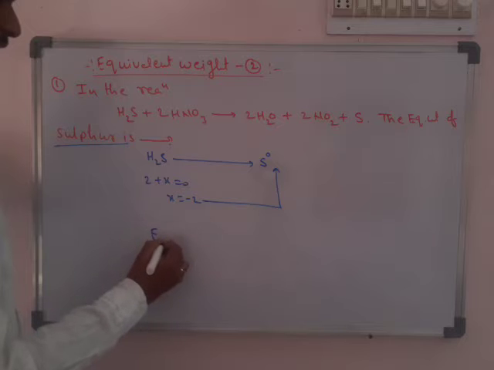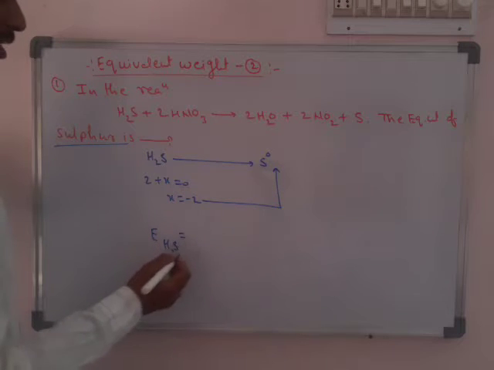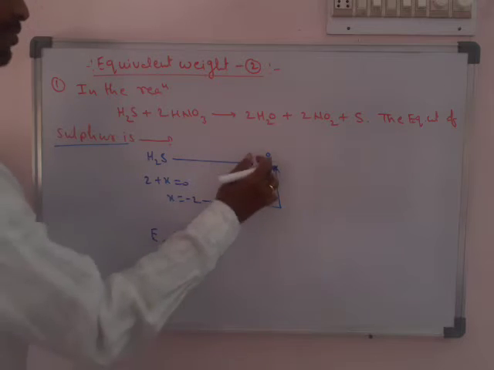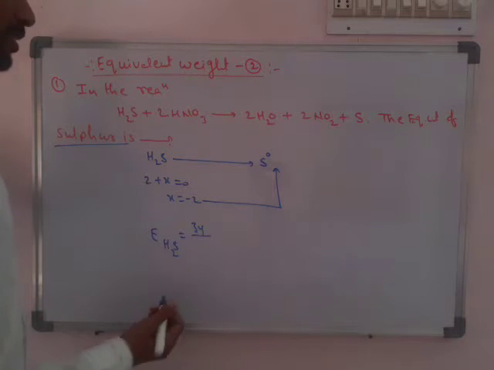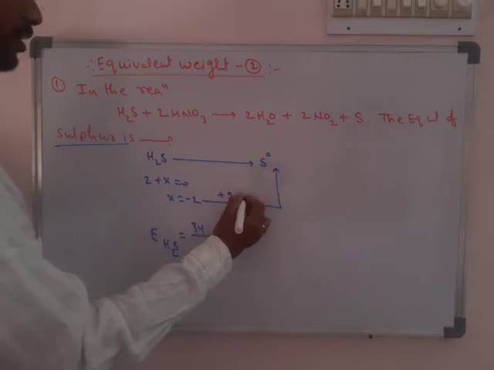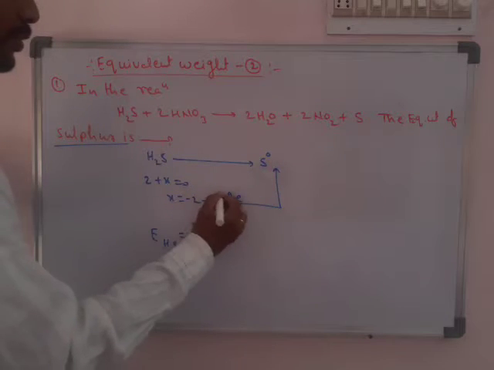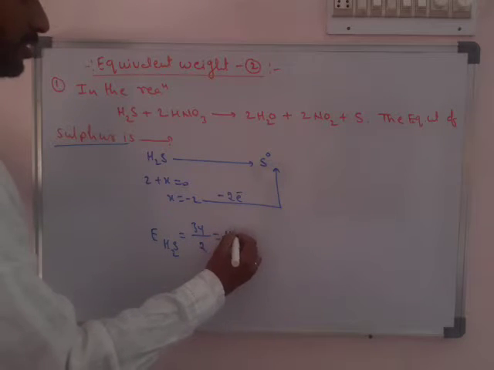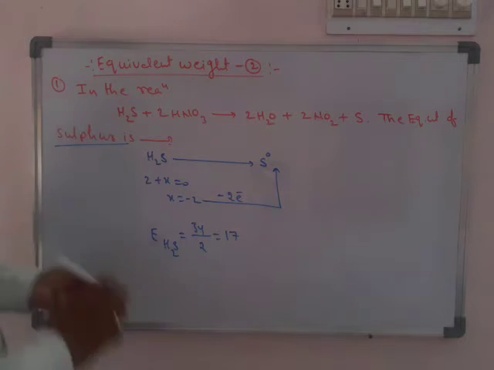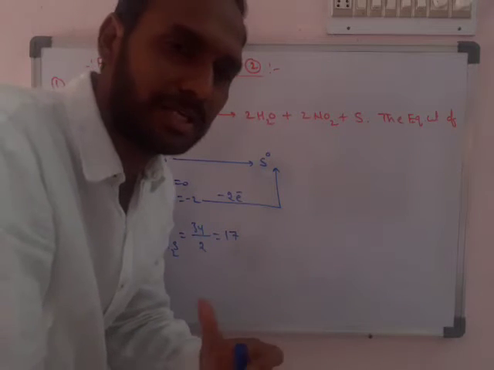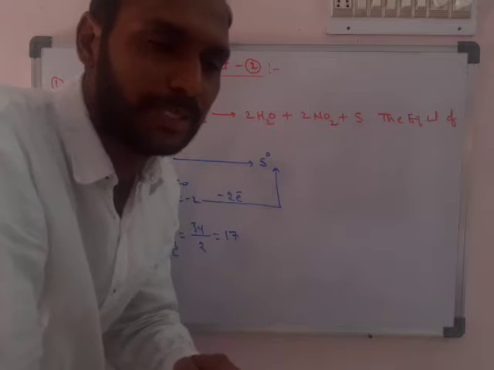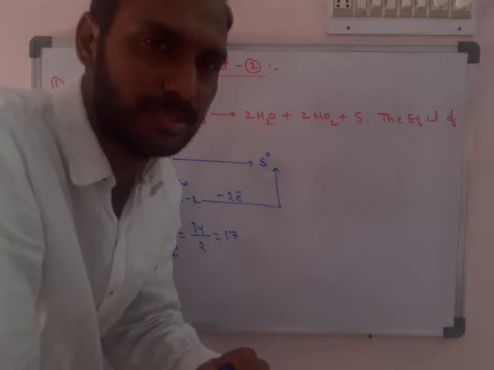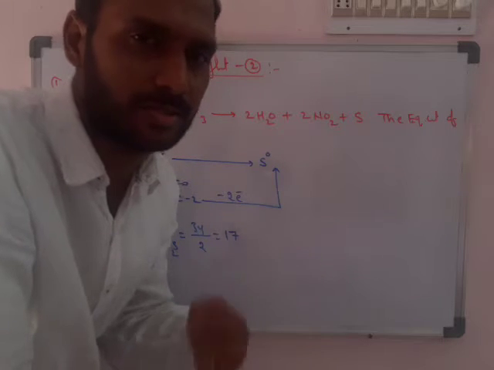So therefore, the equivalent weight of H2S is its molecular weight, 32 plus 2 is 34. So minus 2 becomes 0, meaning losing of 2 electrons. So the number of electrons transferred is 2, so 34 by 2 is equal to 17. Means in the calculation of equivalent weight, you have to compare the oxidation number of that particular element in which the oxidation number changes, in the reactants and the products. Okay.